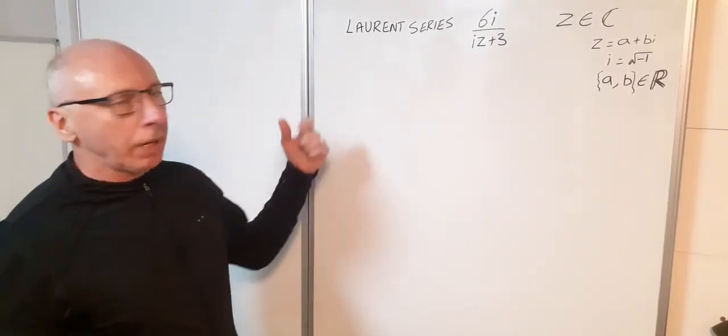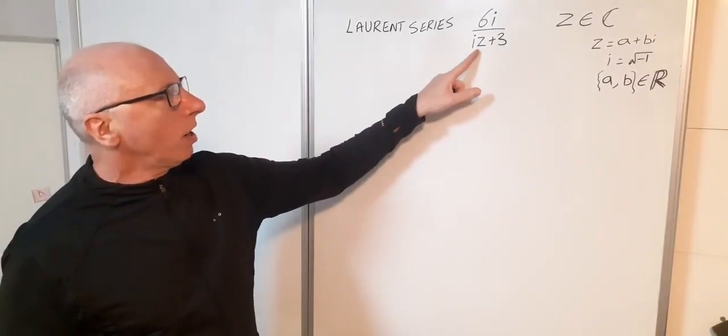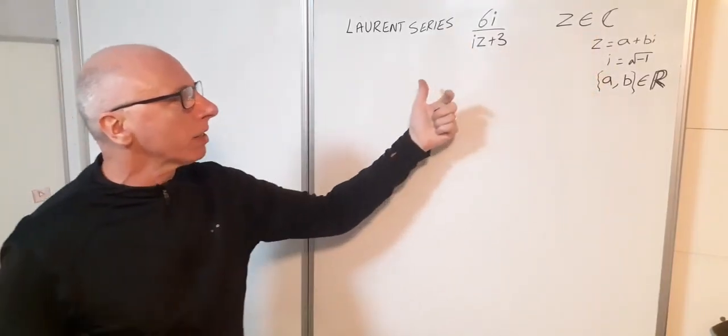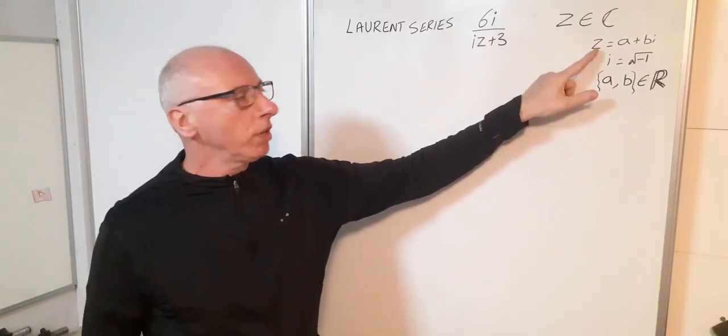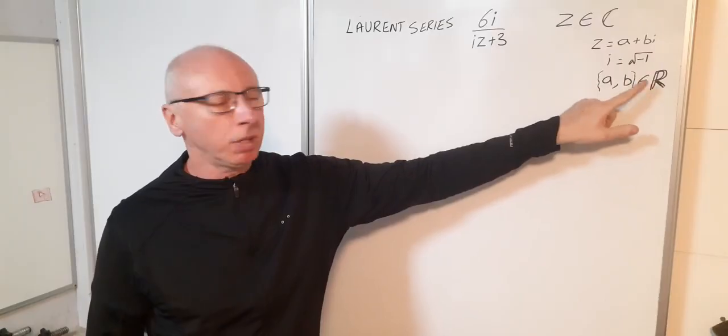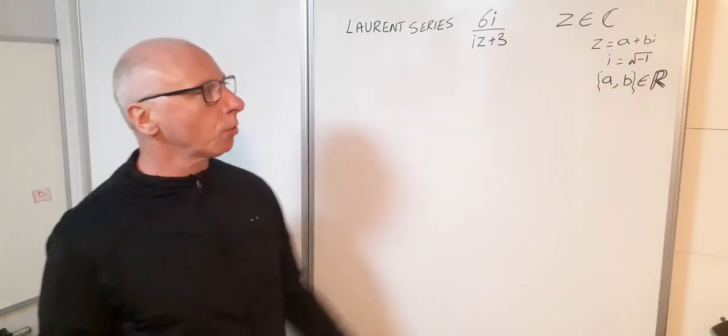So in this video we're going to make a Laurent series of 6i over iz plus 3, where z is a complex number. So this is complex analysis, where z has got a real and an imaginary part, a and bi. A and b are real numbers and i is an imaginary constant, the square root of -1.